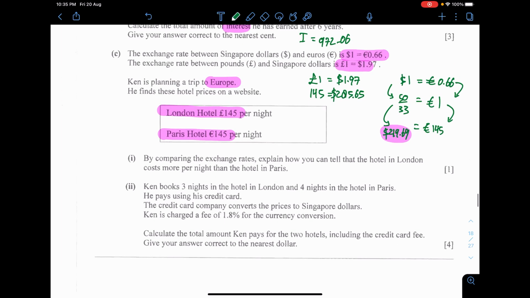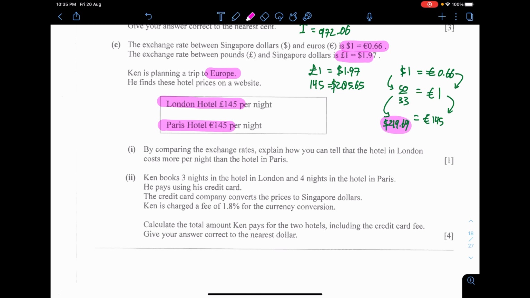But if the question asks you to explain, you have an option to tell them why the London hotel is more expensive. The reason is that the nominal value is 145, but we can clearly see that to change to pound sterling you need more Singapore dollars. Hence, the London hotel must be more expensive compared to the Paris hotel. But I believe that all of you will calculate it regardless. So yeah, why not, right?